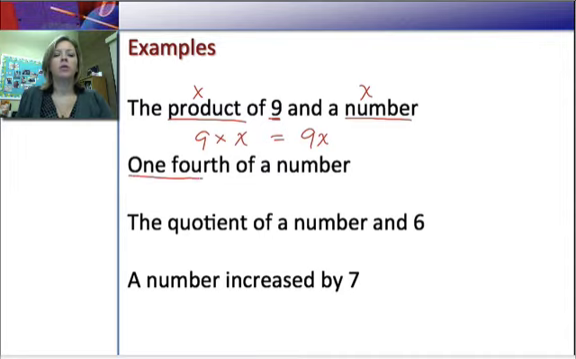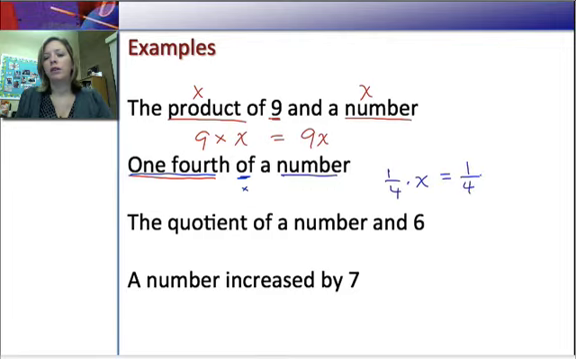All right, here's another one. 1/4 of a number. Remember how I said of almost always means multiply? Well, let's look at that as multiply here. We have 1/4 of a number, so 1/4 times x. So we could write that as 1/4 x. We could also write that as x divided by 4.